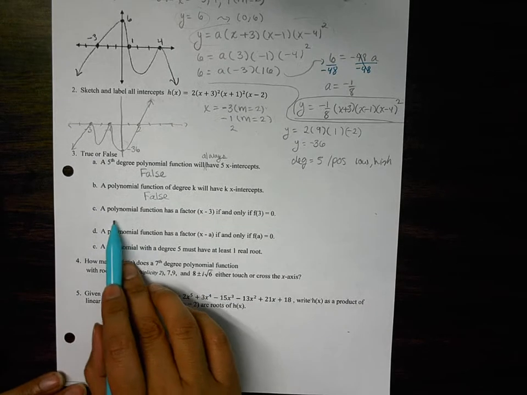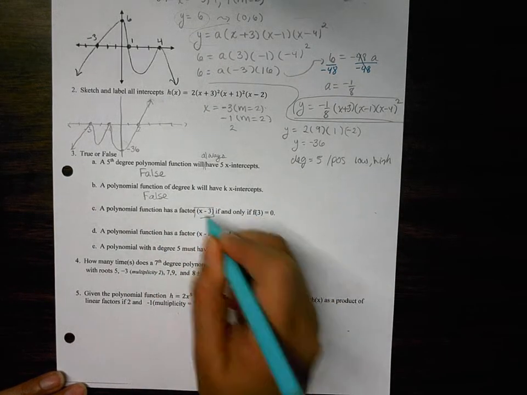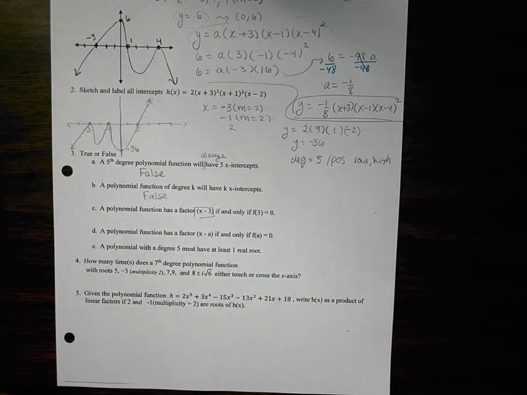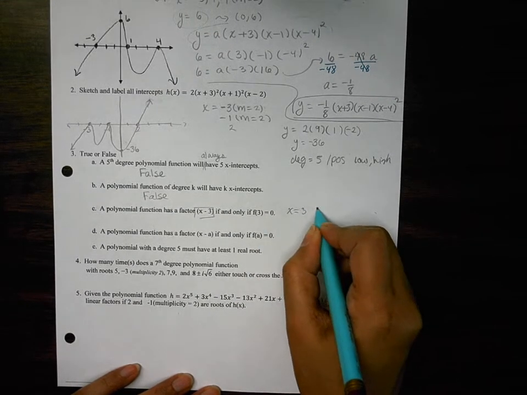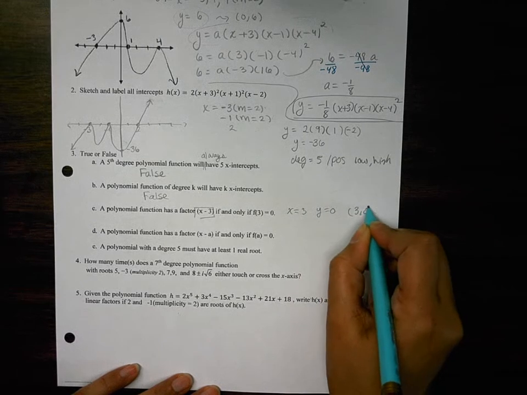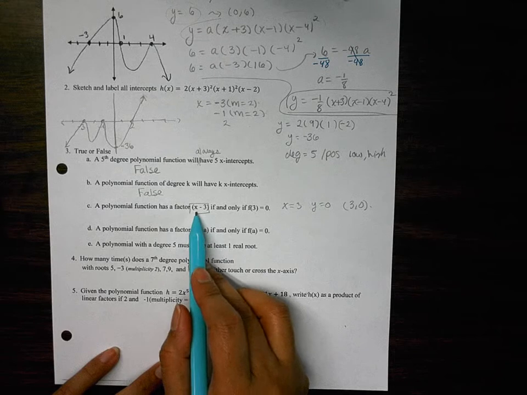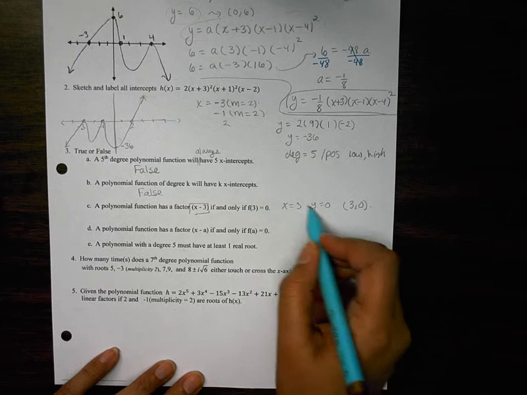Okay. A polynomial function has a factor of x minus 3 if and only if f of 3 equals 0. Do you guys understand what that's asking? No? Okay. F of 3 equals 0 is saying when x equals 3, then y equals 0. So they're saying it like this. So a polynomial function has a factor. We've talked a lot about the difference between a factor and a solution.